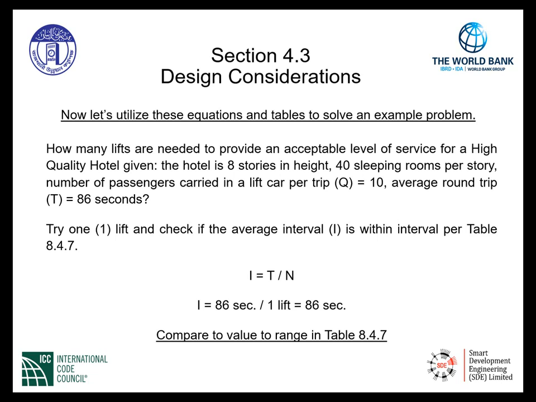Now let's utilize these equations and tables to solve an example problem. An example is given to us here. How many lifts are needed to provide an acceptable level of service for a high-quality hotel, given the hotel is 8 stories in height, 40 sleeping rooms per story, number of passengers carried in a lift per car trip, Q equals 10, average round trip T equals 86 seconds. Try one lift. Check if the average interval I is within interval according to Table 8.4.7. So we start out with the equation I equals T divided by N.